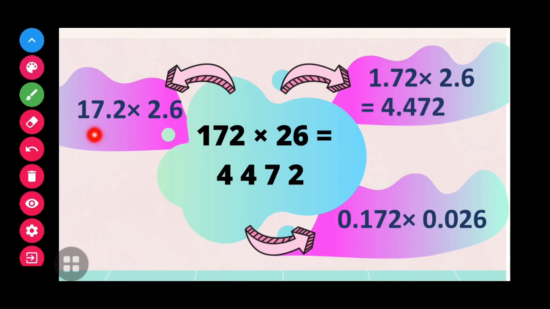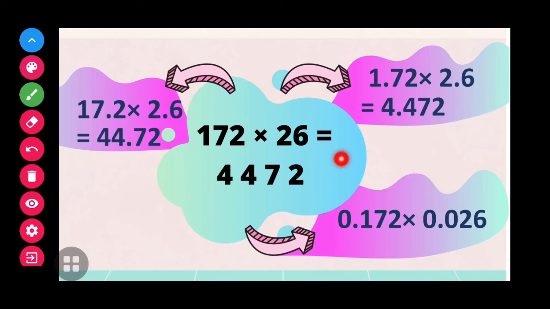Now let's consider this. 172 times 26. This 17.2 we can write as 172, and 2.6 without considering the decimal we write as 26. Now we have the answer in our hand. We just have to calculate the number of decimals and place it here. It has 2 decimals, so the answer will be 44.72.